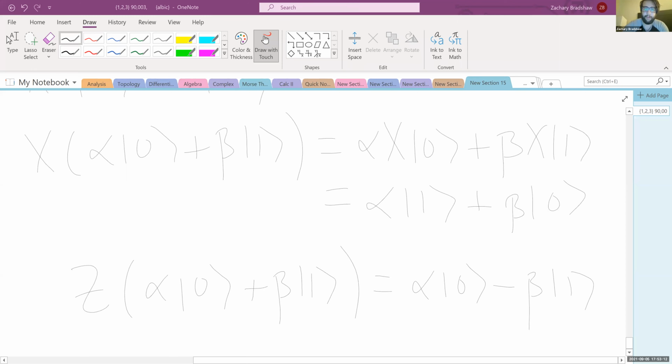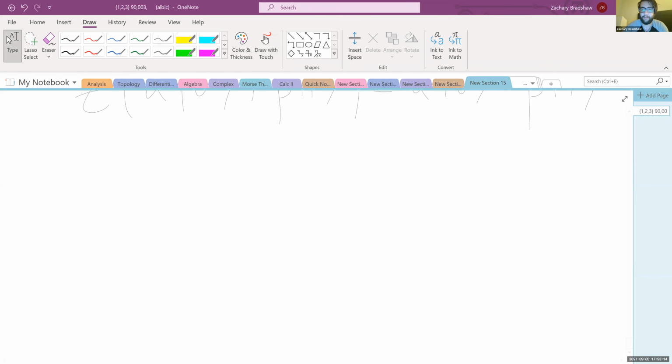For any vector space, you have to define it over a field. So let me go back to the OneNote here. Remember, a Hilbert space is a vector space. So the Hilbert space H is a vector space with an inner product. So there's fact one.